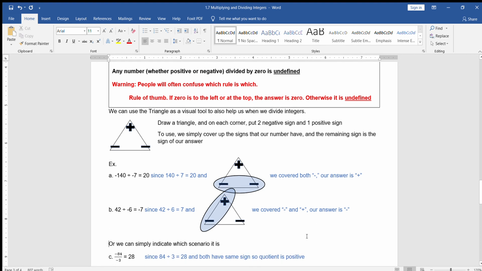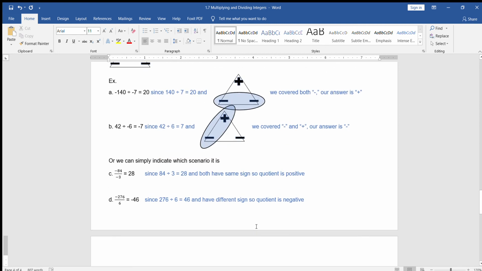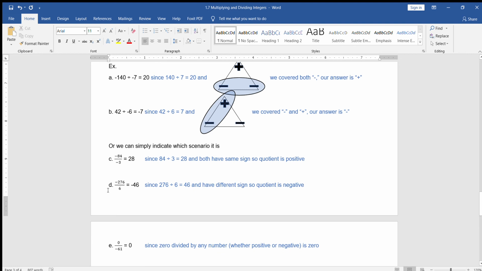Or again, we can simply indicate which scenario we're talking about. So for C, negative 84 divided by negative 3 should give you guys 28, since 84 divided by 3 is 28, and both numbers in the fraction have the same sign, so the quotient is positive. Let's move on to D. Negative 276 divided by 6 should give you guys negative 46, since 276 divided by 6 is equal to 46, and both numbers here on the fraction bar have different signs, so the quotient is negative.